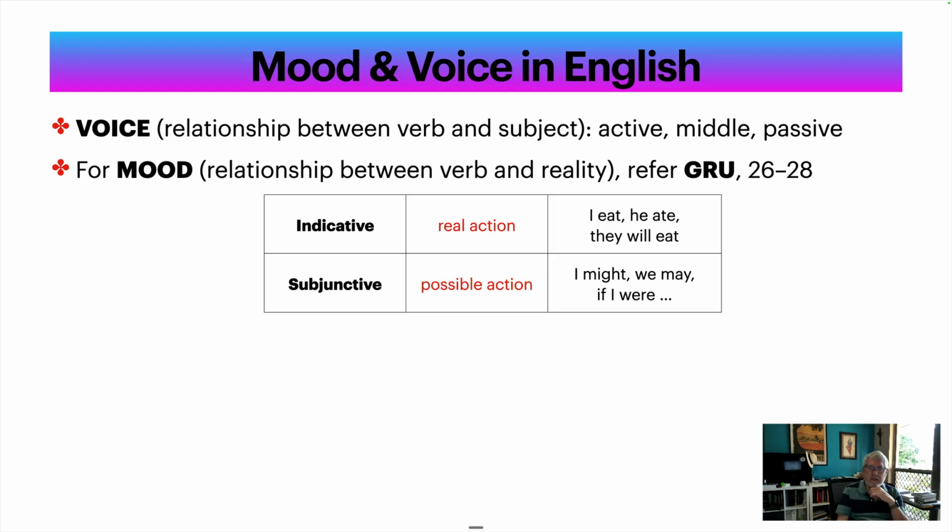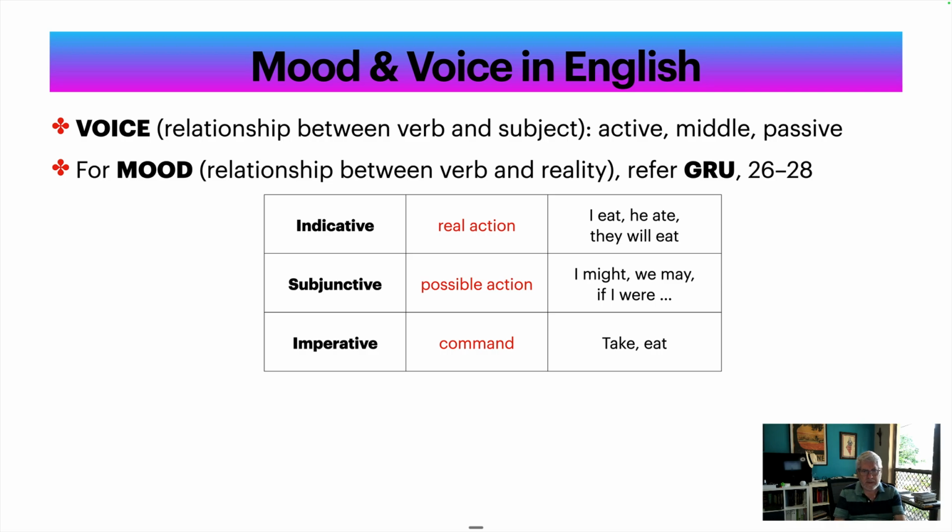Subjunctive is talking about action which possibly is going to occur but is not happening in front of us in real time. So possible action. I might want to do that later. I might go to see a movie. I may have vegetables for dinner. If I were really... These are expressing a wish, an expectation, a possibility, but not describing actions that are underway, as it were.